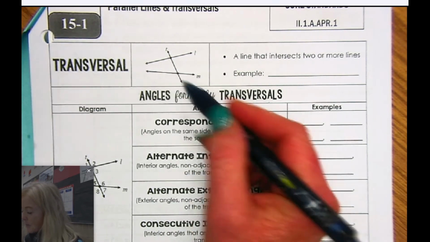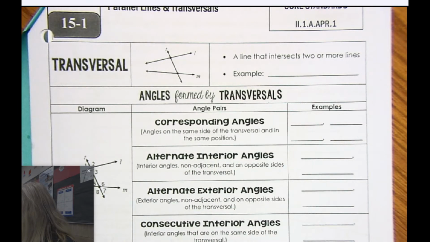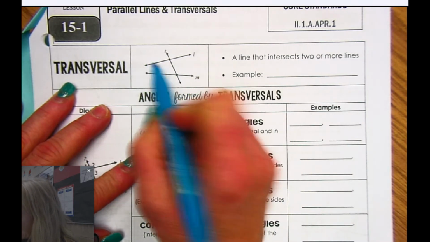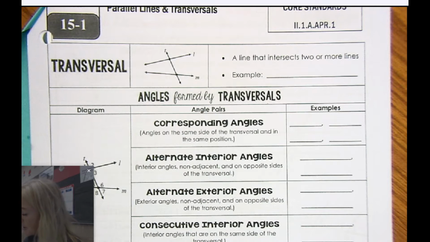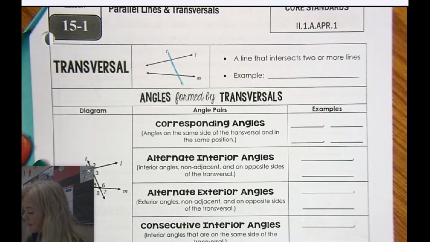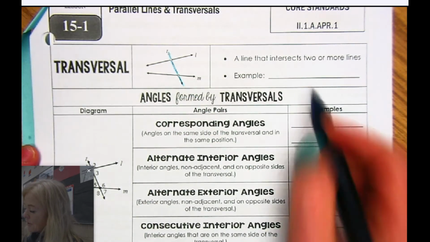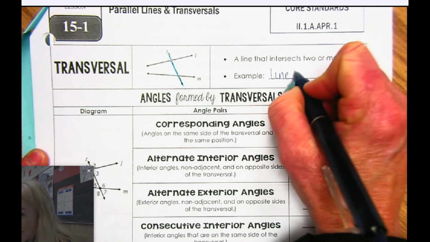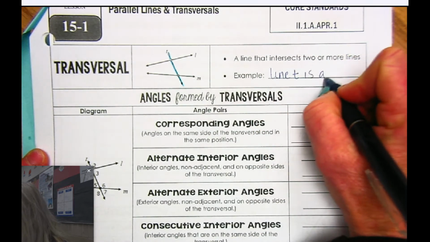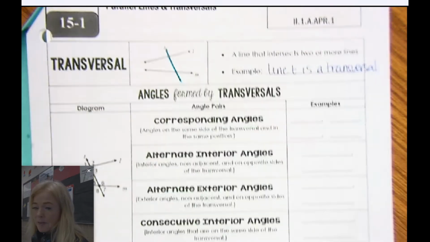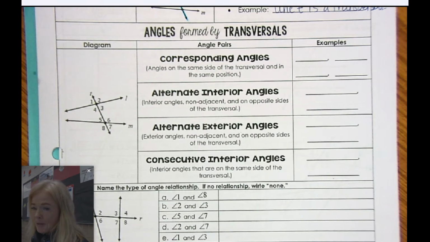So here we have 2 parallel lines cut by a transversal. So we already know, or not parallel, but 2 lines, and I don't want to mark them because they're not parallel, but this is the transversal R, and then the lines are L and M. So any line, like line T, that intersects 2 or more lines is called a transversal. So you would say line T is a transversal. And that's an example.